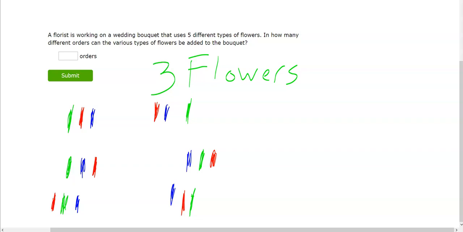Well, how can we do that without drawing out every single one? Because once I start to get up to 5 flowers, it's going to be a long list. Well, if we think about it, for our 3 flowers, there are 3 spots to fill. For this first spot, I have 3 choices. I can put 3 different flowers in that, either red, blue, or green. Let's say I want to put my red one here.